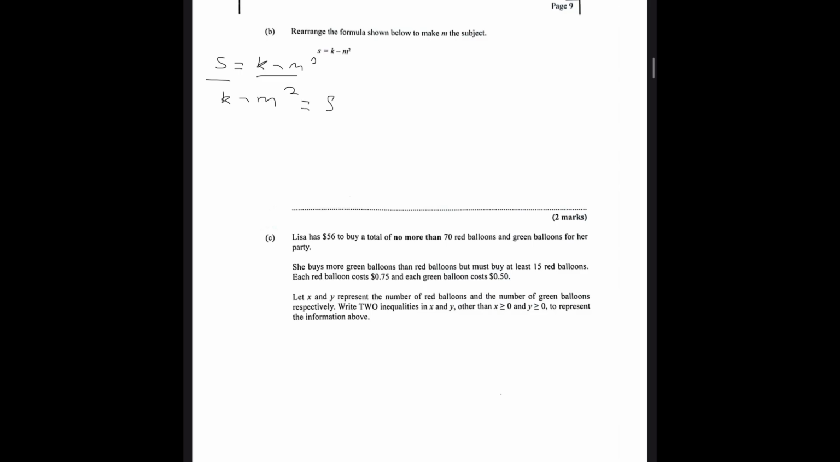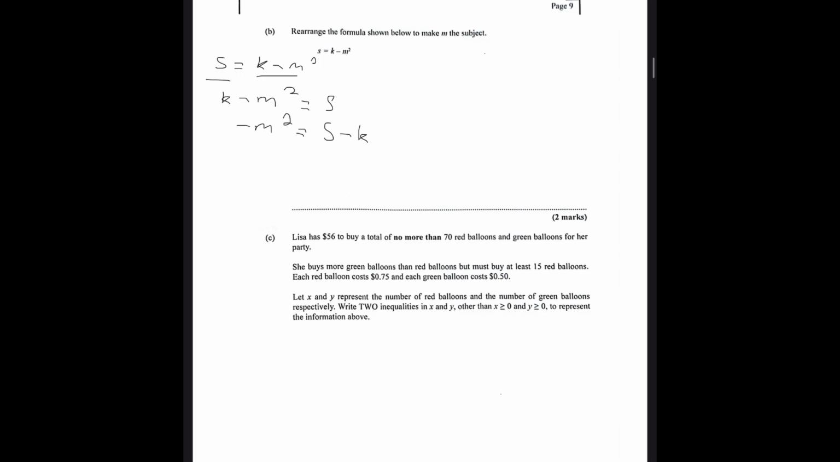Now I'm going to try to remove everything that's on the left hand side except M, because they asked us to make M the subject. So I'll say negative M squared is equal to S subtract K.